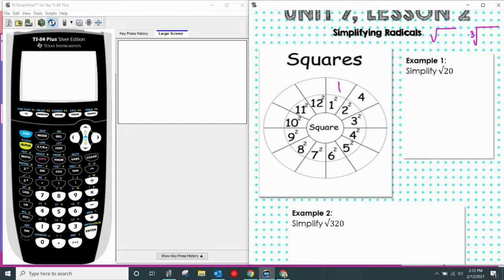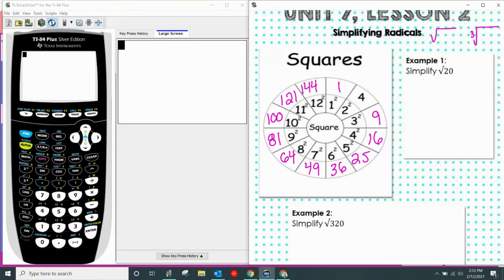So 2 squared is 2 times 2, which is 4. 3 squared, 3 times 3, which is 9, so on, okay? So 4 squared is 4 times 4, which is 16. 5 squared is 25. 6 squared, 36. Then we have 49. 64. 9 times 9 is 81. 10 times 10 is 100. 11 times 11 is 121. And then 12 times 12 is 144.